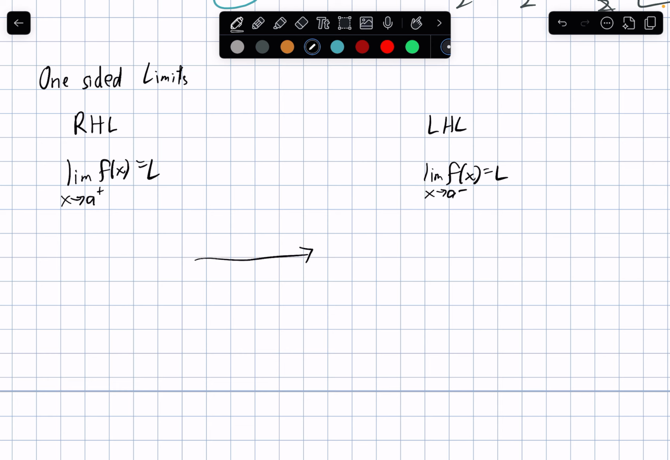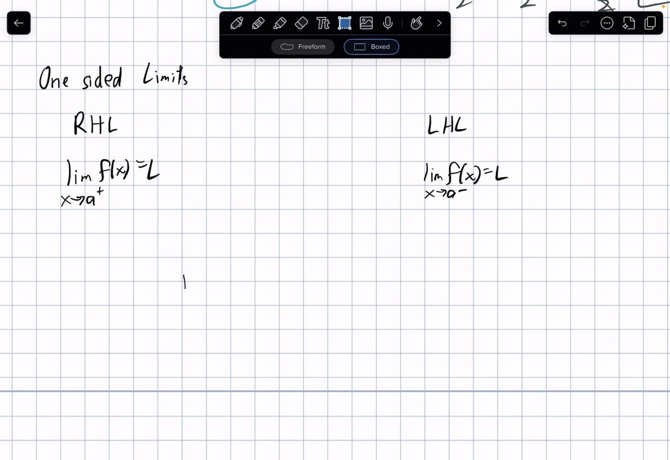On the number line, we all know that if this is 0, everything from the left is negative. So here, x approaches a from the left side, so that means from the negative side. And in the same sense, the right side of the number line is positive. So coming from the right means coming from positive numbers.